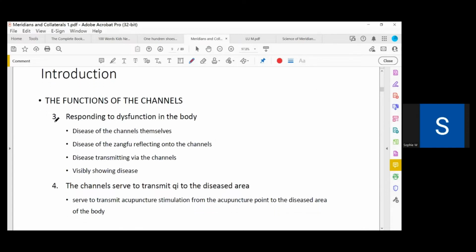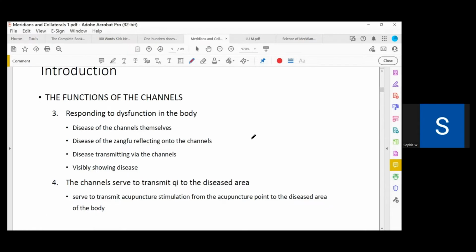The third function, responding to this function in the body: disease of the channels themselves. Yeah, if there's something wrong with the lung meridian, there must be some reflections on the meridian itself.